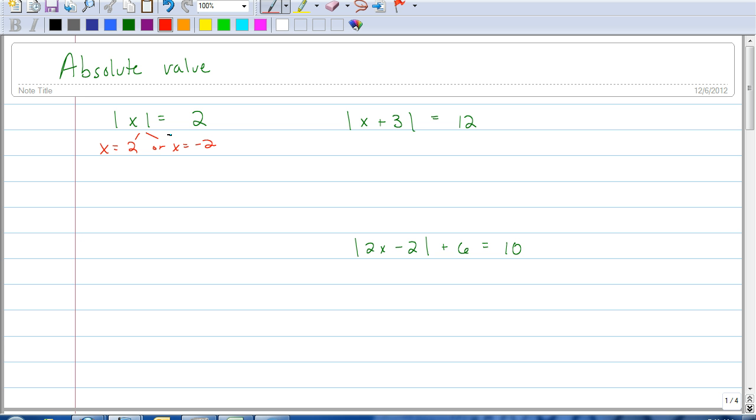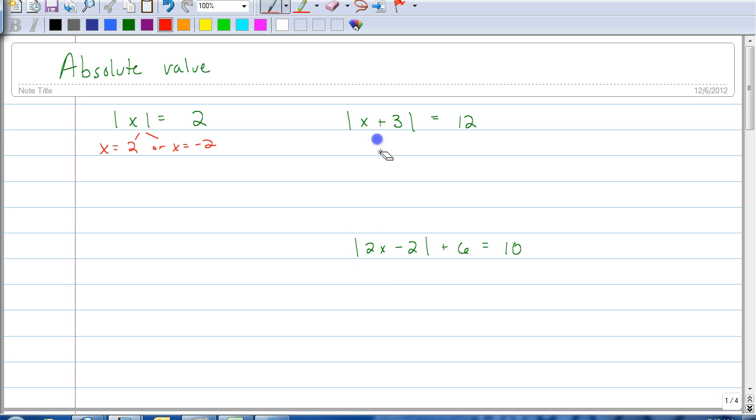So let's apply that now over here with this 12. Now imagine that I don't know what this is right now. Okay, so I want to figure out what 2 items I can put in here that would give me 12. Well, I could put 12 in there, or I could put -12, because the absolute value of 12 would be 12, and the absolute value of -12 would be 12.